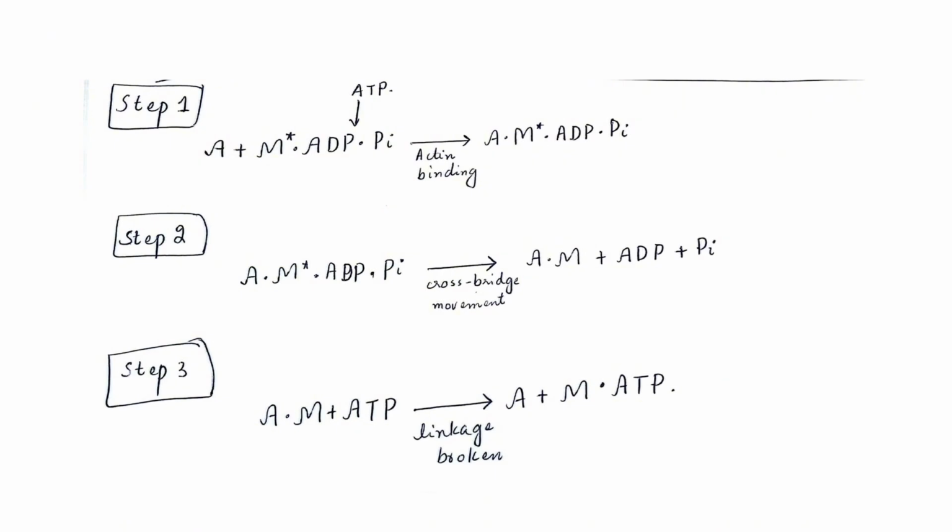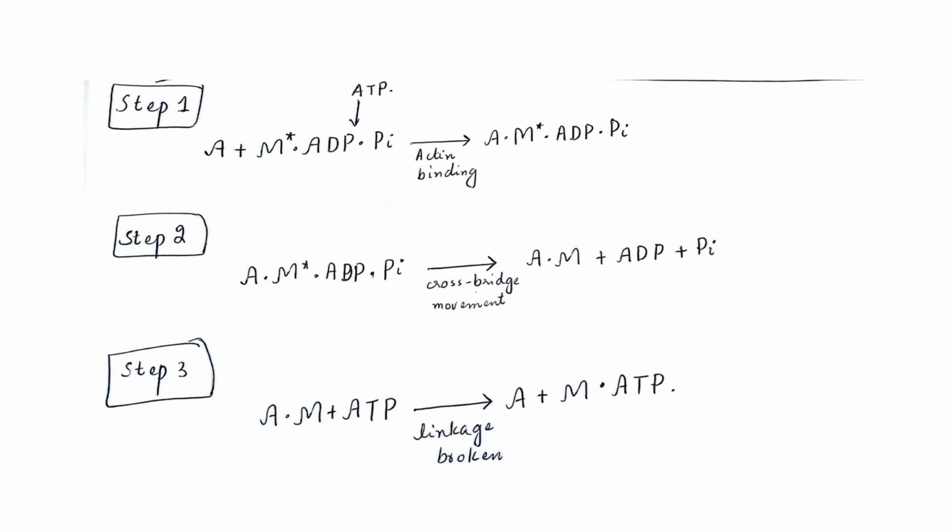Step number 1 is actin binding. The interaction begins with myosin M in its energized state bound to ADP and inorganic phosphate ion. So the equation is A plus M star dot ADP dot inorganic phosphate ion. Here A represents actin and the asterisk on myosin indicates its high energy state. This represents the binding of myosin to the actin filament, forming a cross bridge.